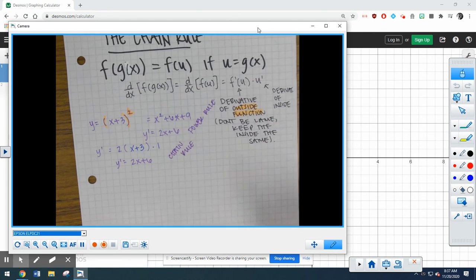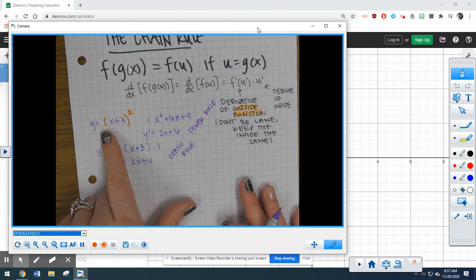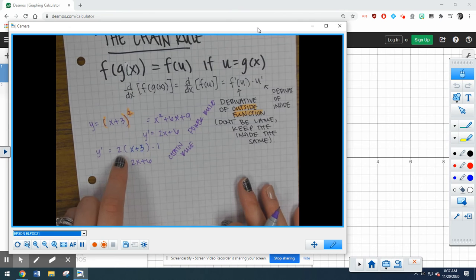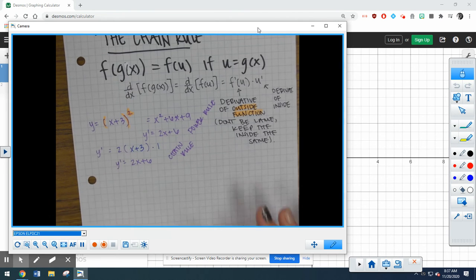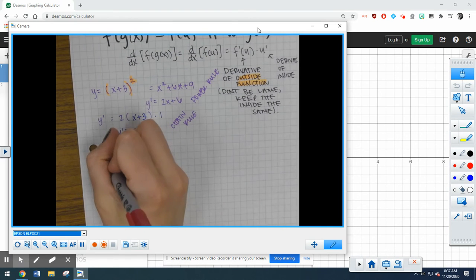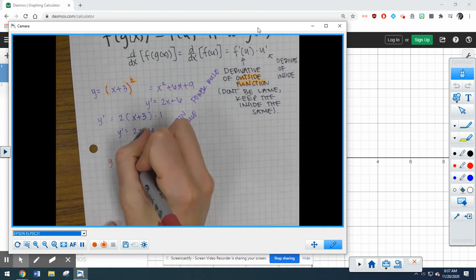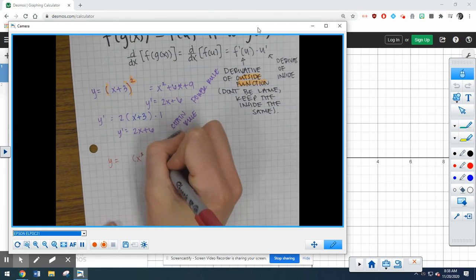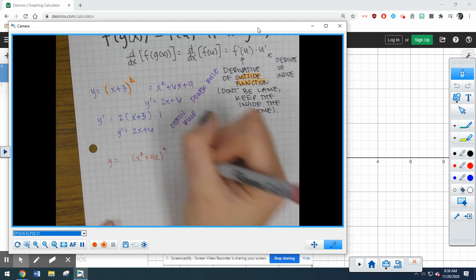In this case, they were probably the same amount of work either way. But there will be cases where it's not going to be the same amount of work. So what we did here was we identified the outside function. We took the derivative of it. We kept the inside the same, and then we multiplied by the derivative of the inside. Let's try another one where it wouldn't be as easy to expand. Let's say we have y equals x cubed plus 4x to the fourth power.